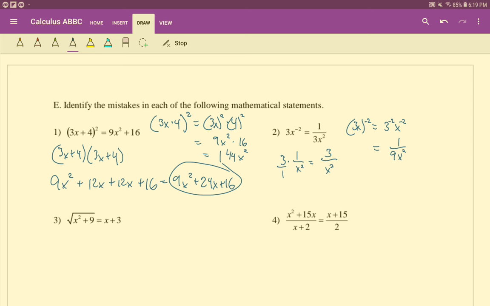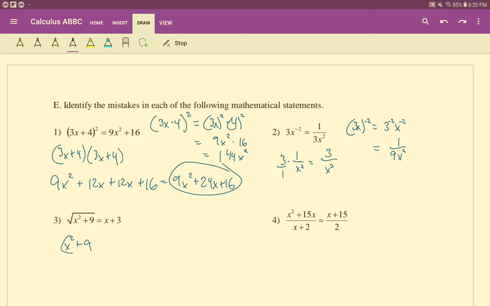All right, number three. Number three is actually very similar to number one. They made a similar kind of error as in number one. A square root is a power, right? Remember that a square root is the same thing as x squared plus 9 to the 1/2 exponent. So it's very similar to simplifying the 3x plus 4 squared. We cannot distribute the 1/2 power here because we have this addition.